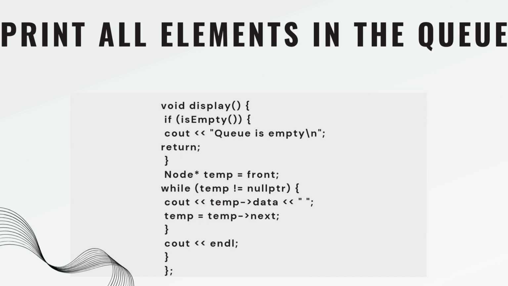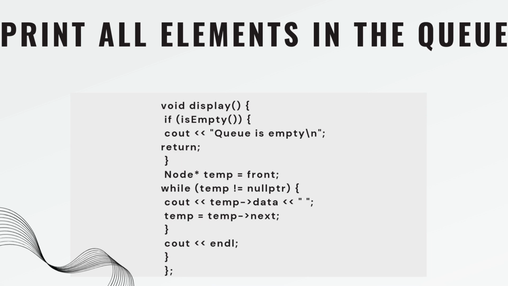It checks if the queue is empty or not first. If it is, it prints "Queue is empty". Otherwise, it iterates through each node and prints the data until it reaches the end of the queue. So this code will print all the elements in the queue.